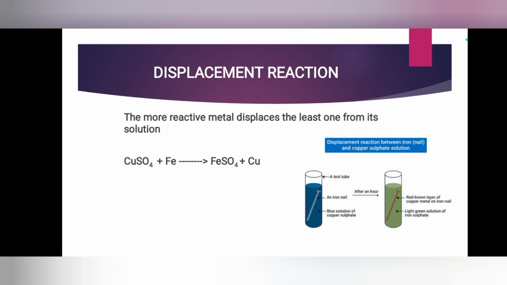It is easy to remember: in questions on displacement reaction, you can see one may be an element and the other one will be a compound. If the element is more reactive than the other metal, it easily displaces it. This is just to understand when the equation comes. So in a displacement reaction, the more reactive metal displaces the less reactive one from its solution.